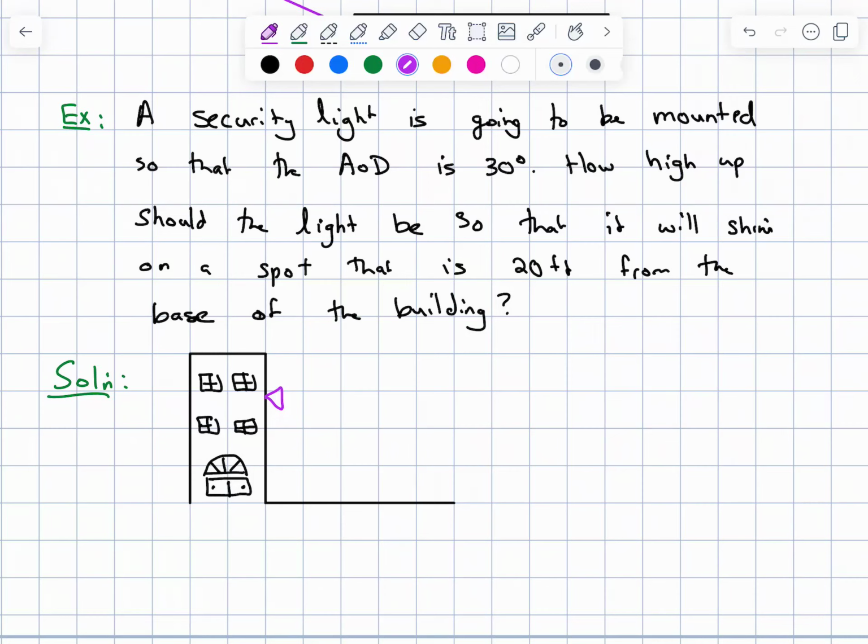So the angle of depression, from the security light's perspective, this angle needs to be 30 degrees. And we want it to shine on a spot that is 20 feet from the base of the building. And we don't know X.